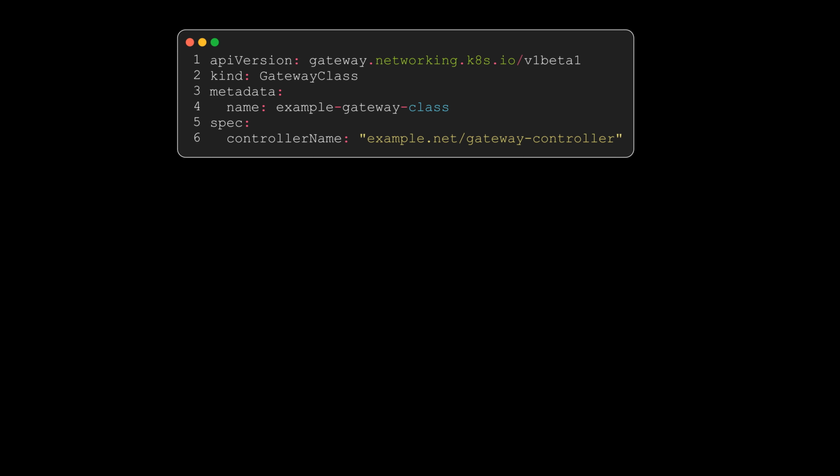First, let's look at a gateway class example. This is a cluster-scoped resource that defines a class of gateway that may be requested by users. A controller implements gateway classes to provide specific functionality such as load balancers or service mesh gateways.